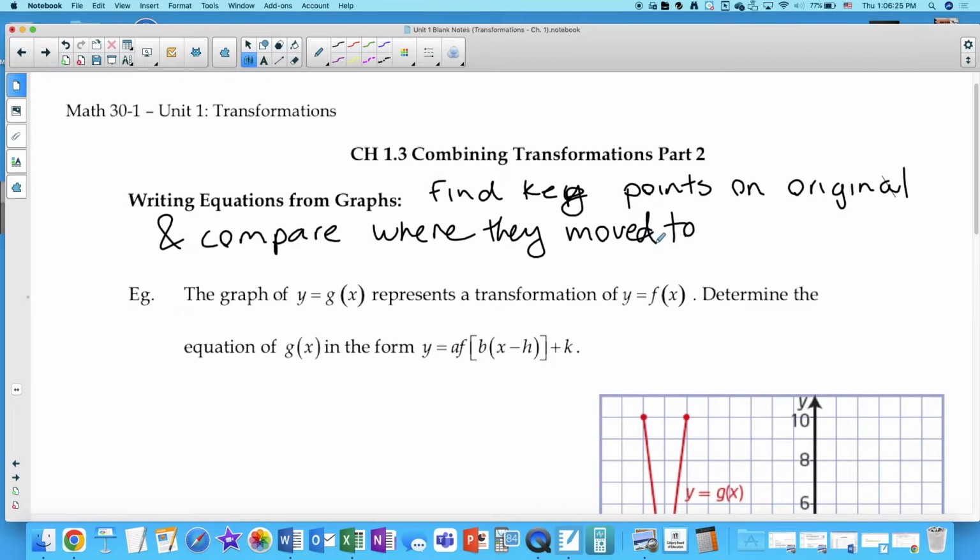This is really bad grammar. Compare where they've moved to. I think I added in a preposition. Is that what it's called? Anyway, whatever. Hopefully you guys know what I mean.